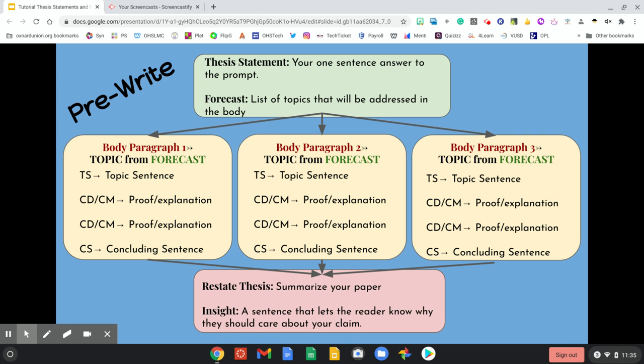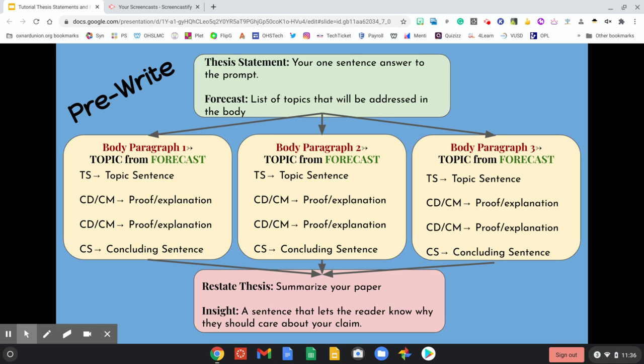At the very top in our intro, you'll notice thesis statement and forecast. So again, we'll have our 1-sentence answer to the prompt, and we would list those topics that will be addressed in the body. Once I know that, I can plug in the topics for each body paragraph. From there, I will then make sure I create a topic sentence, provide proof and an explanation, and a concluding sentence for each body paragraph.